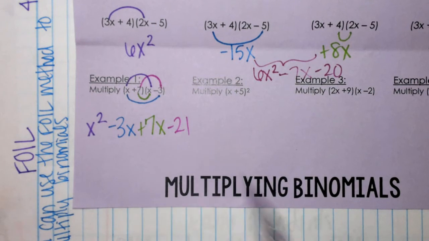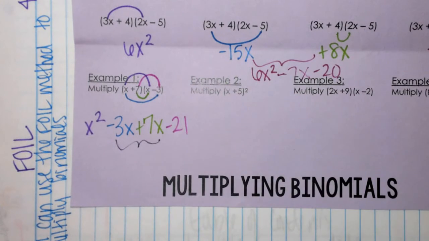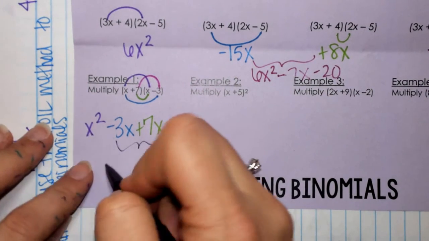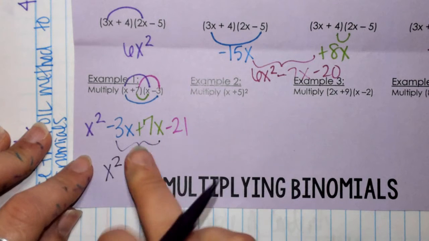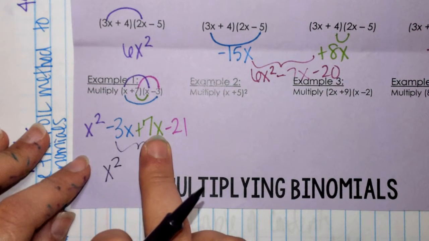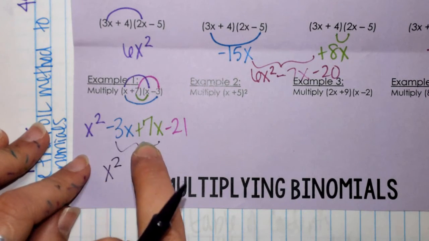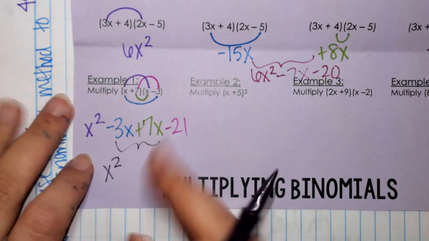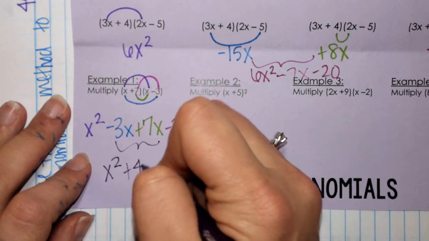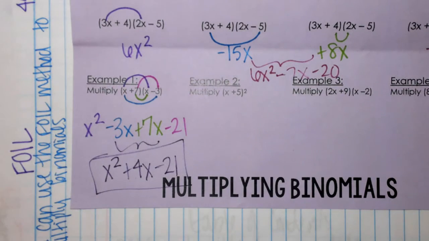Now, do we have any like terms that we can combine? Yes. Which one? Negative 3x and 7x. So we bring down our x squared. Are we going to add the exponents on these? No, because we're adding. We only change the exponents when we multiply. What's negative 3x plus 7x? 4x, positive, and so it's minus 21. And boom, we're done. This is simple.